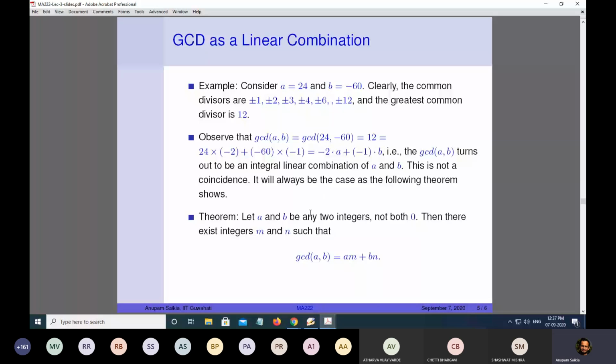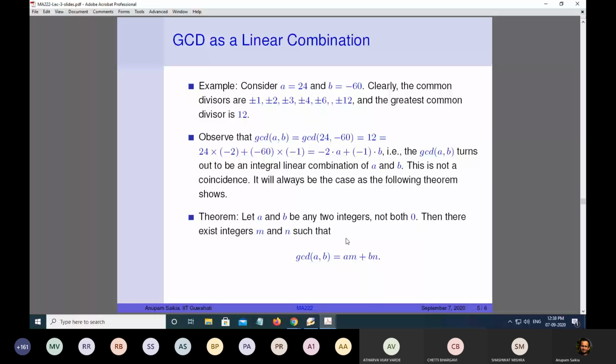So the theorem is: let A and B be any two integers, not both zero. Then there exist integers m and n such that the GCD is an integral combination of A and B, where these are integers. And they can be negative, of course. We're not saying natural numbers, because if we just say natural numbers, it will certainly need not be true.